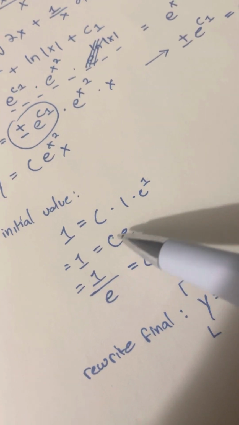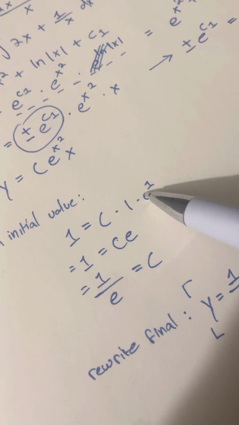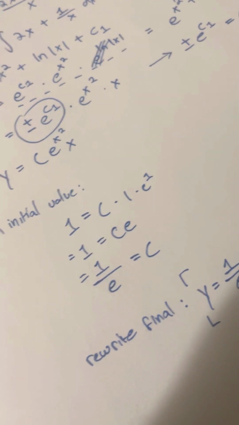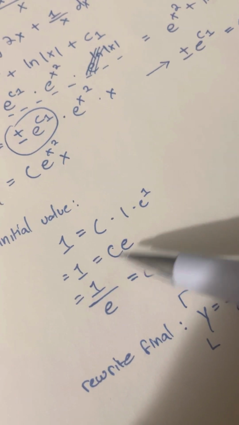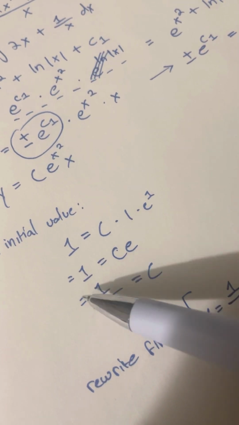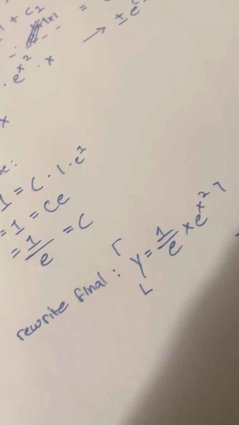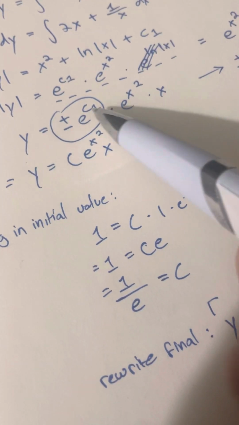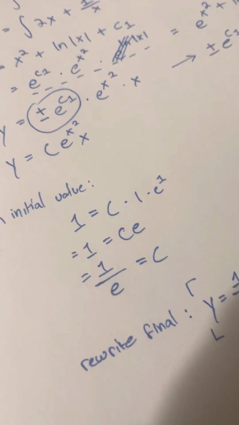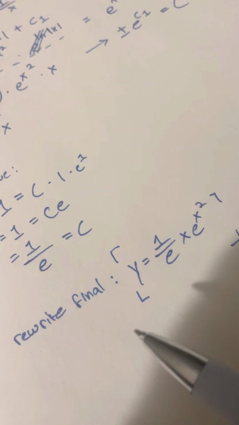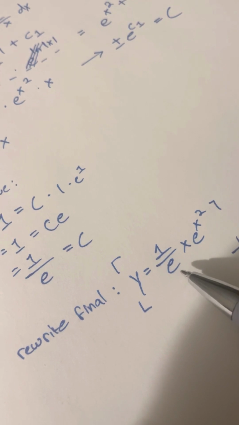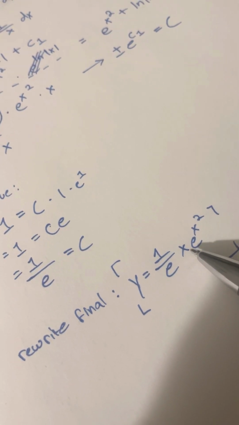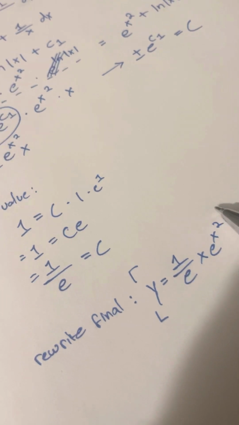You're left with 1 is equal to c times e, because this is just e. And 1 is just 1, so ce. And we solve for c, and you just divide both sides by e. And we have 1 over e is equal to c. Now, you just rewrite the final answer. You replace the c over here that we put as this plus minus e to the c1. You replace it with the answer you got here, and now you're left with y is equal to 1 over e times x times e to the x squared.